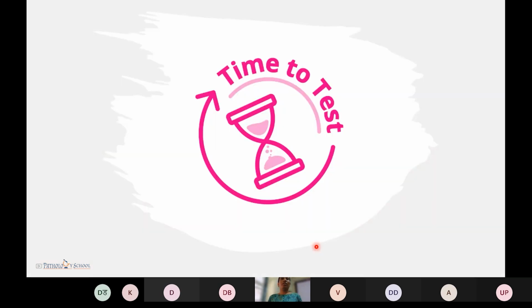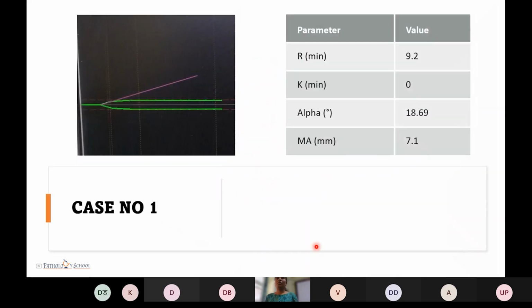Okay, so I hope I was able to explain everyone about thromboelastography. So we'll be seeing some of the graphs so that you are able to answer them. This is case 1. Anyone can answer, right, from the residents.